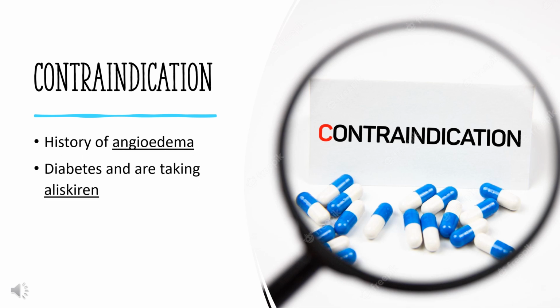Contraindication. Trandolapril is contraindicated in diabetic patients who are also taking aliskiren, Tekturna, or in those with hereditary or idiopathic angioedema, or patients who have kidney problems and are also taking aliskiren. It should not be used in patients with these conditions.